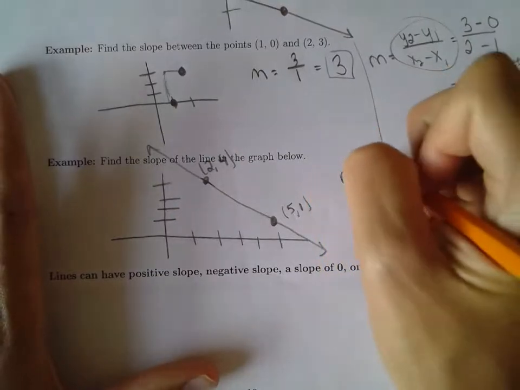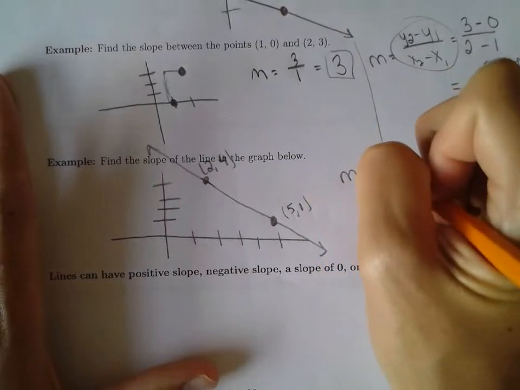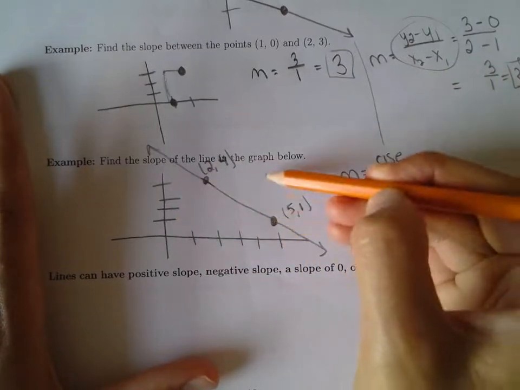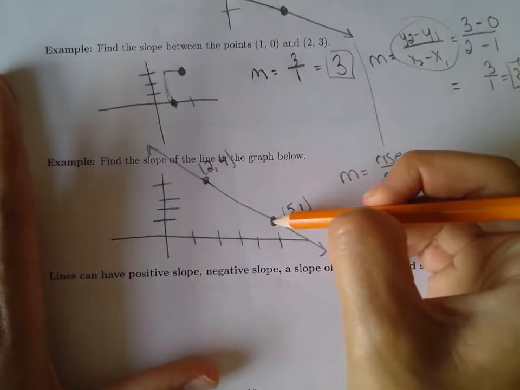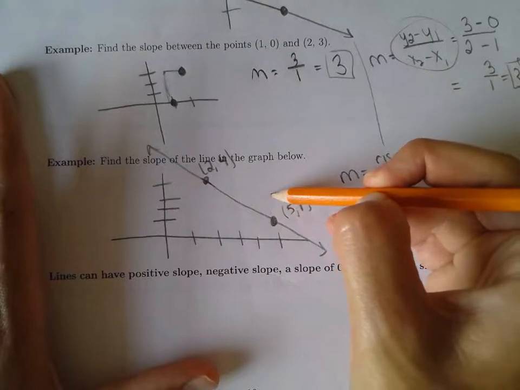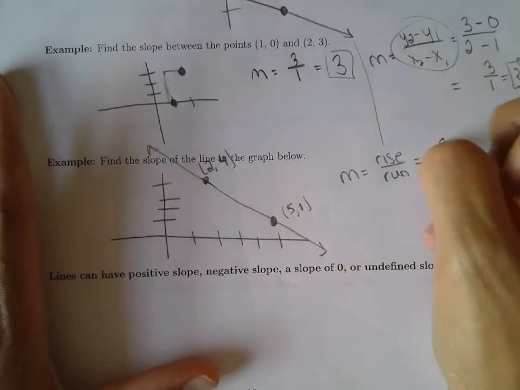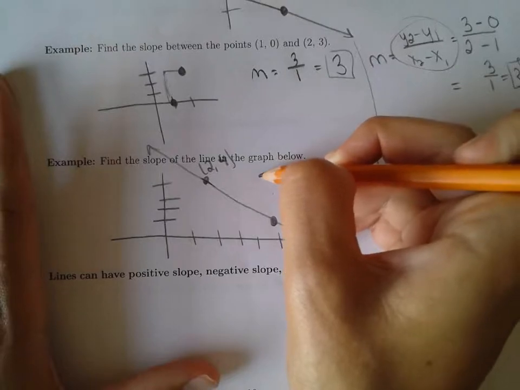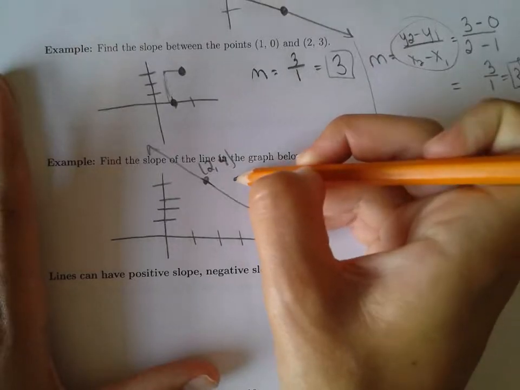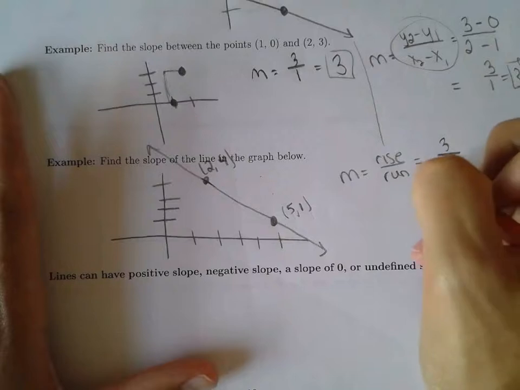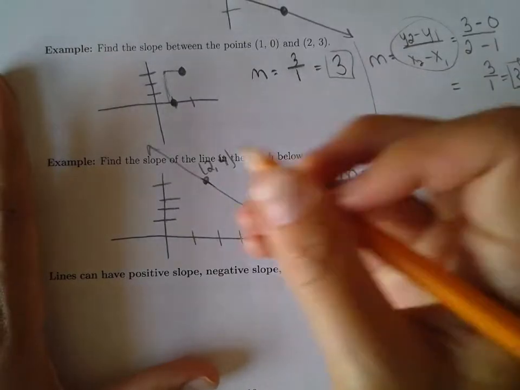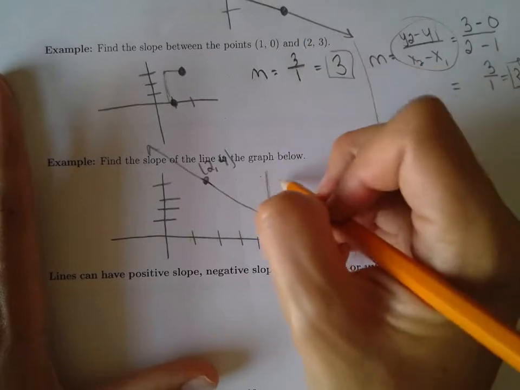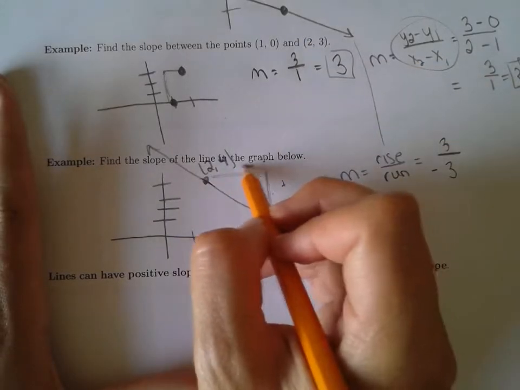So m is rise over run. What's the change in the vertical height? From 1 to 4, you need to go 1, 2, 3. And then run. We're going from 5 to 2, so 1, 2, 3. Notice this is negative since we went backwards. So we went up, that was positive, and then when you go backwards, it's negative.